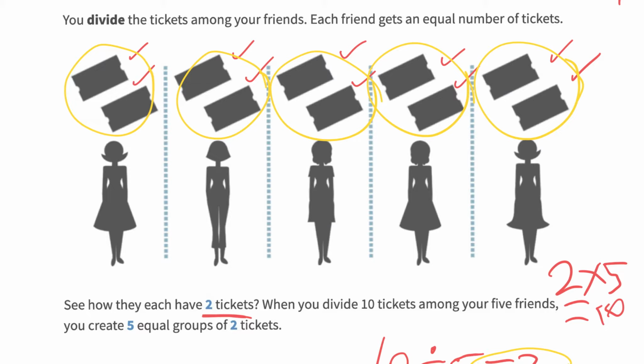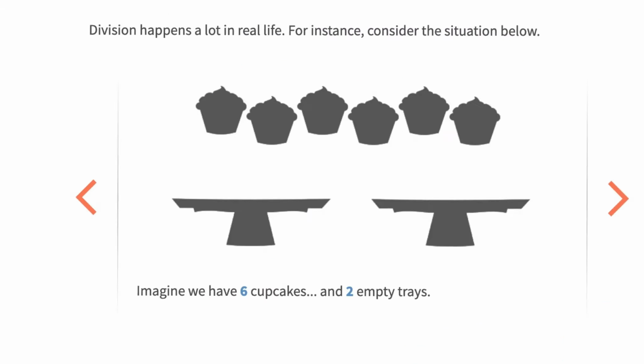And altogether, there were 10 tickets. Do you see how all of these math sentences are all related? Okay, so division happens a lot in real life too. So for instance, consider the situation below.